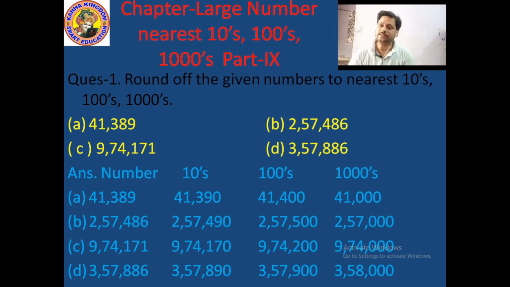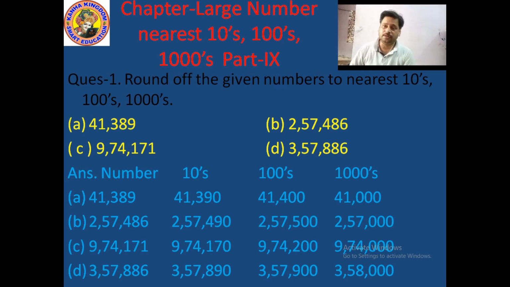So you understand the first part of this question? Okay, now I will tell the second part of this question. Second part is 2,57,486. Once again I repeat this number, 2,57,486.